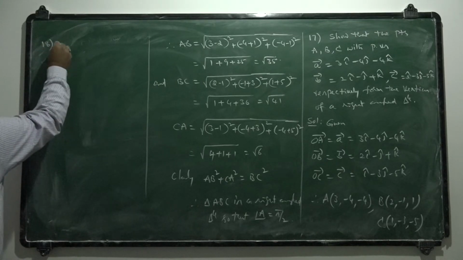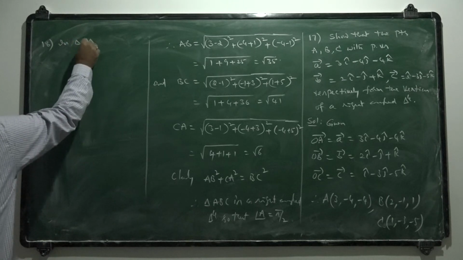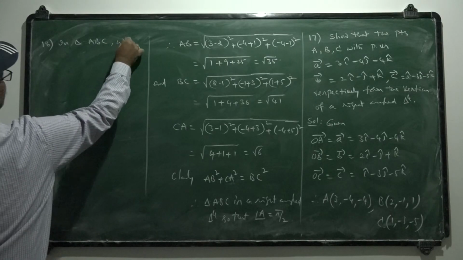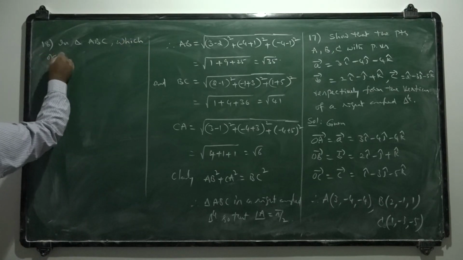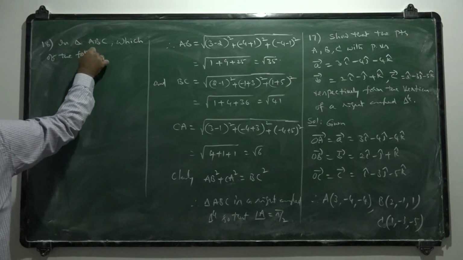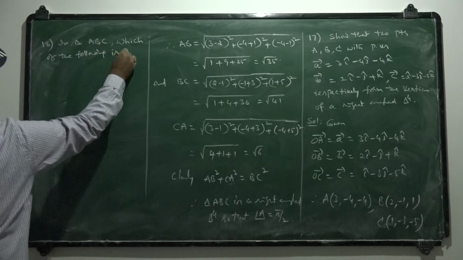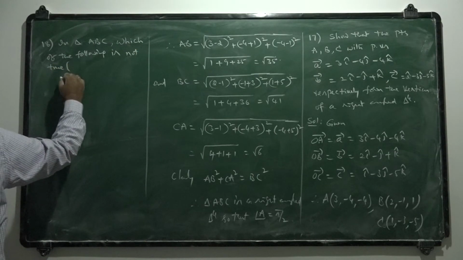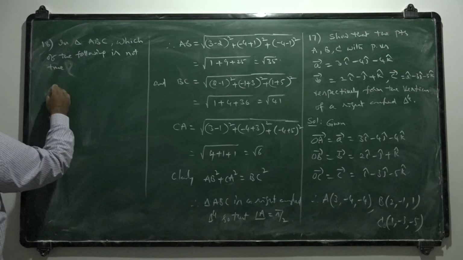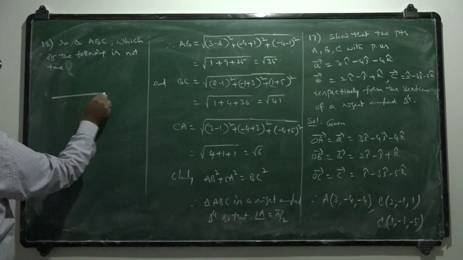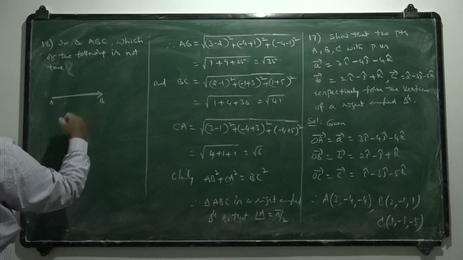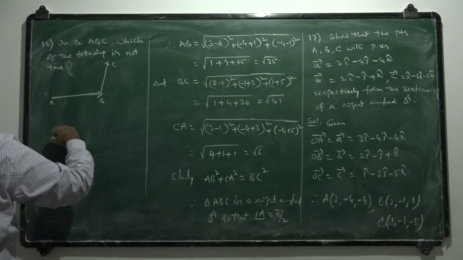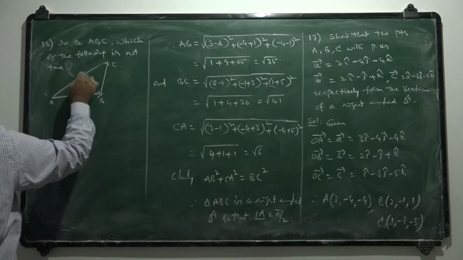In triangle ABC, which of the following is not true? The related figure is here. This is AB bar, this is BC bar, and this is AC bar.